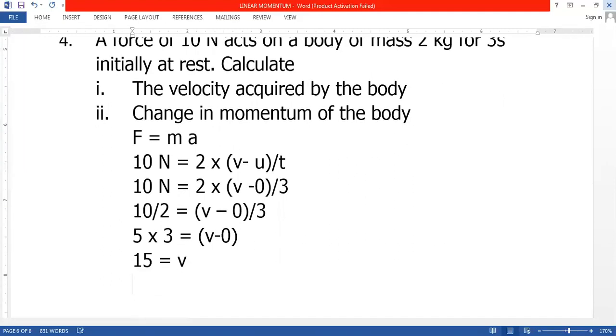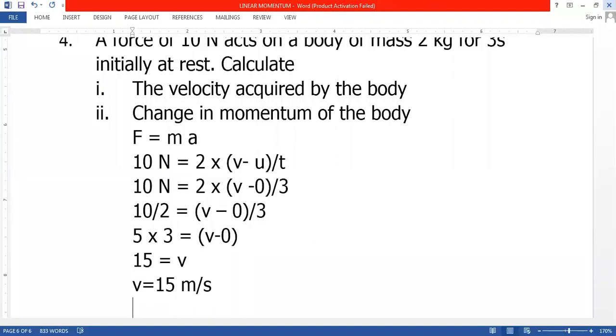Yes. Exactly. So how much is V? So V is coming out to be 15 meter per second. Clear, beta? So what is the velocity acquired by the body? 15 meter per second. Are you getting it? 2 was in multiplication, it goes in division, and 3 was in division, which goes in multiplication. So it comes out to V, and V minus 0, I kept it. So V minus 0 is V only. So V is equal to 15 meter per second.